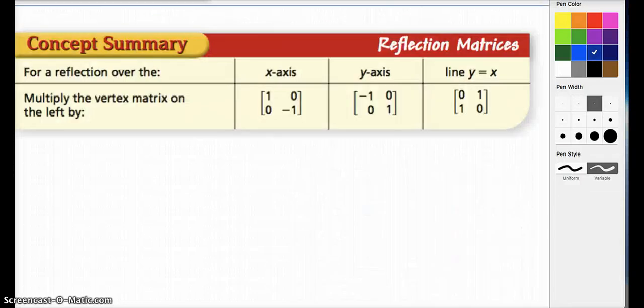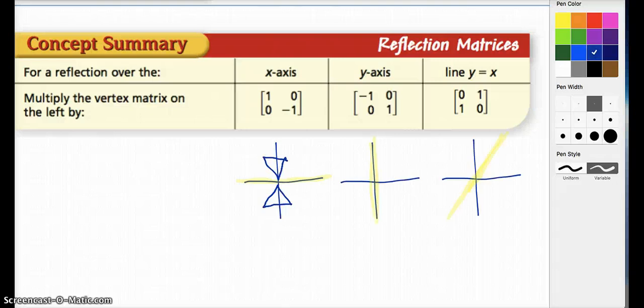This is something that you want to copy down. Now we just did translations, we did dilations. Now we're going to talk about reflections. If you want to reflect an image across the x-axis, you're going to multiply it by this matrix. Across the y-axis, you'll do this matrix, and across the y equals x line, you'll use this matrix.